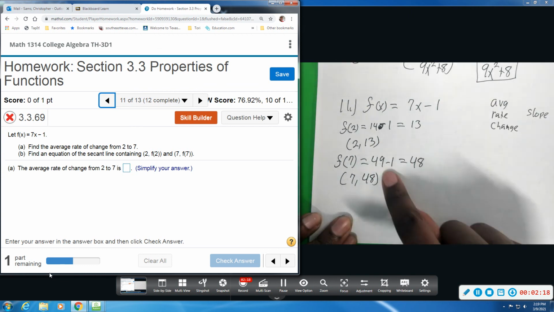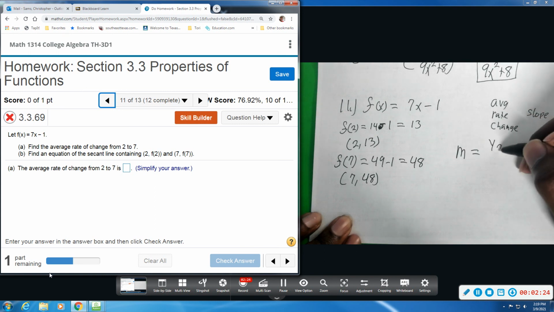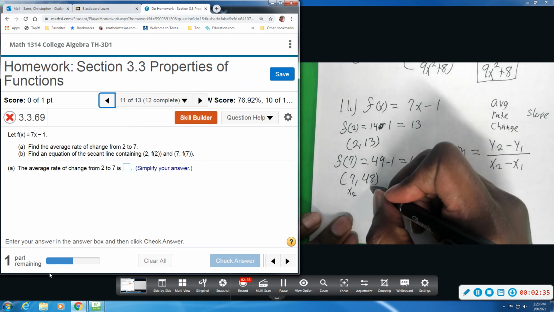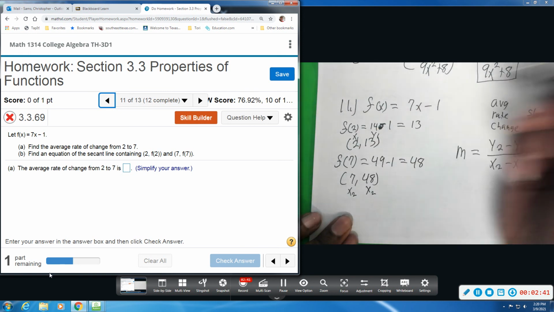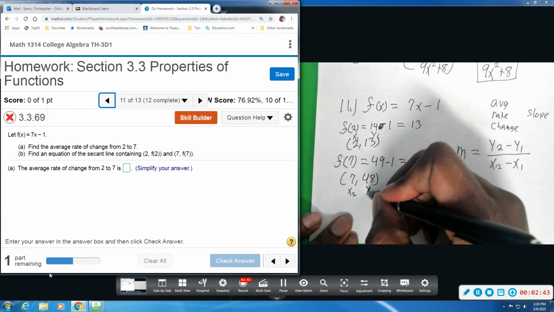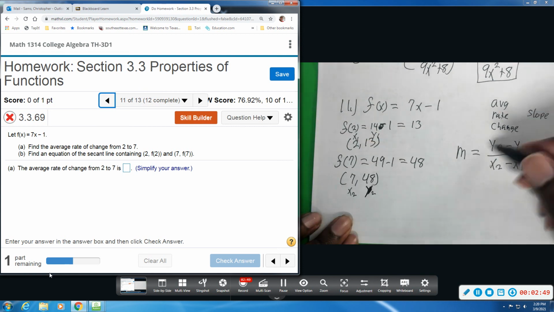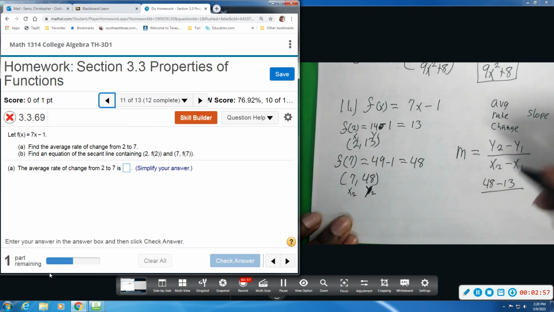And using these two ordered pairs, we will find the slope. So slope formula is m equals y2 minus y1 divided by x2 minus x1. Okay, so this is my second point, so this is x2, y2, and this is x1, y1. All right, so we're going to do 48 minus 13 on the top, and then for my x2 minus x1, 7 minus 2.